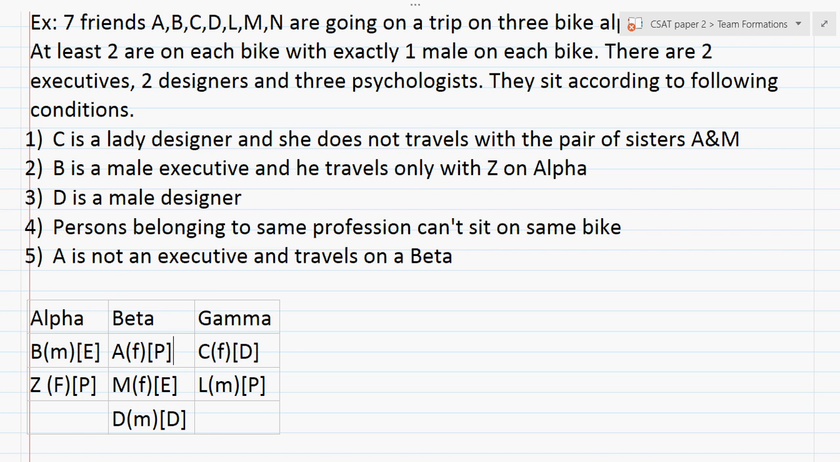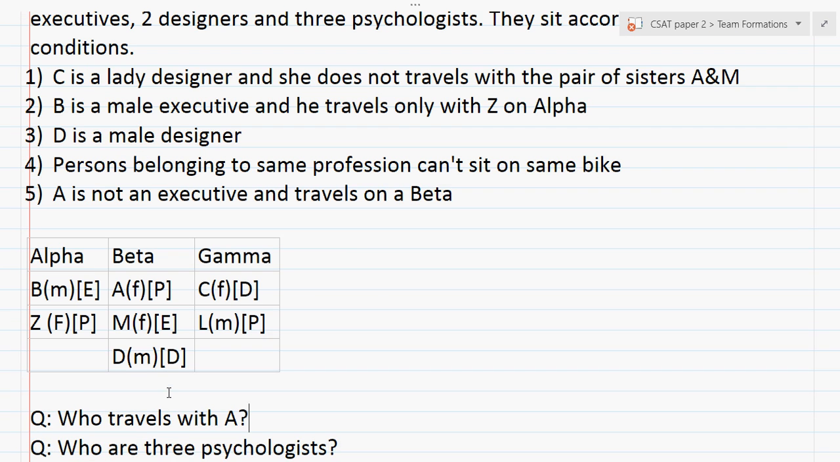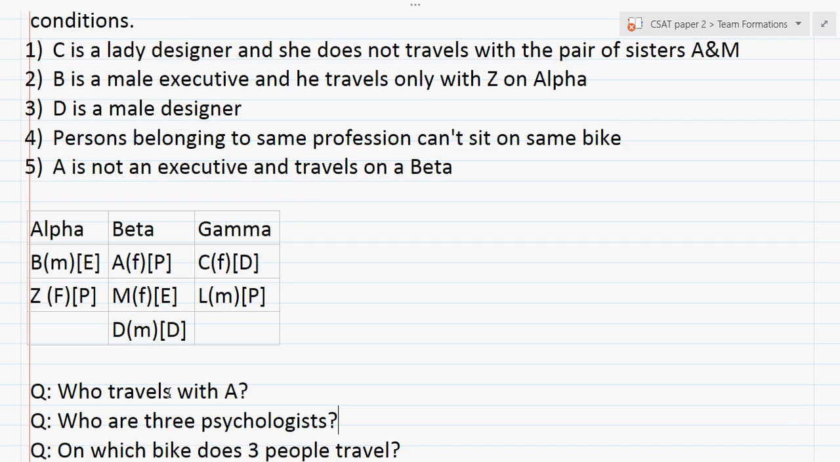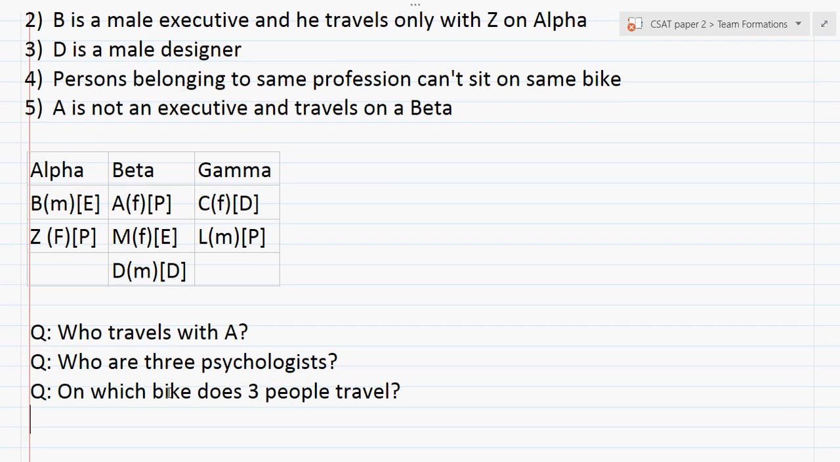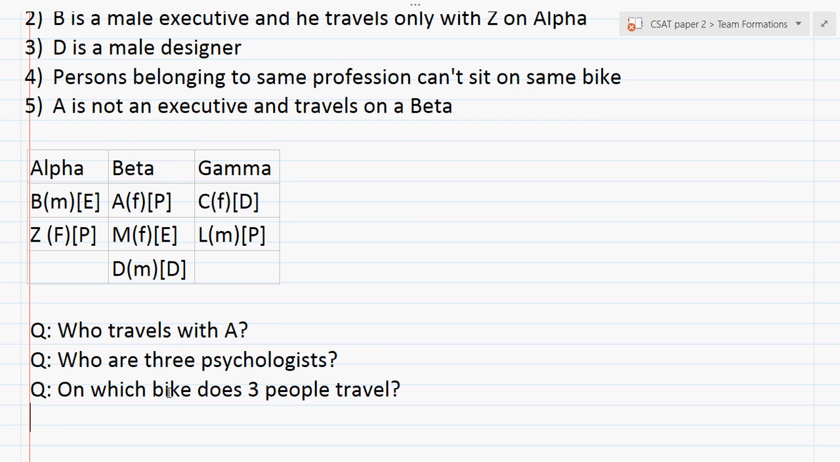Now let's see what questions are asked here. Who travels with A? M and D travel with A. Who are the three psychologists? They are Z, L and A, right? On which bike do three people travel? It's beta, right? So the questions were easy.